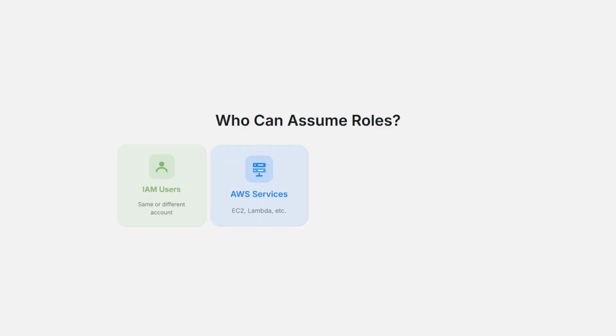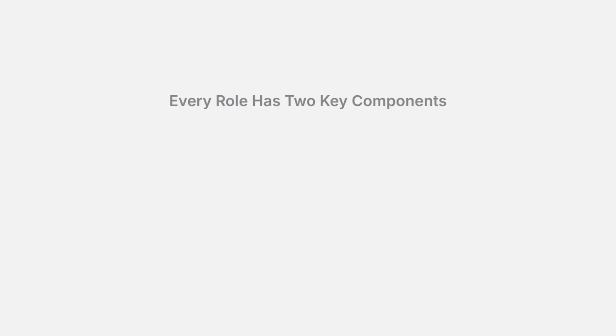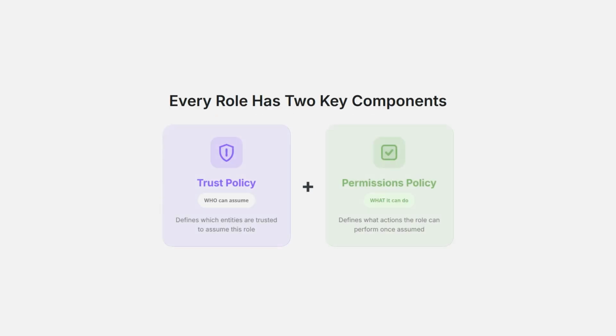So, who can assume roles? IAM users in the same account or a different account. AWS services like EC2 or Lambda, external users through federation with SAML or OpenID Connect, and applications running outside of AWS.